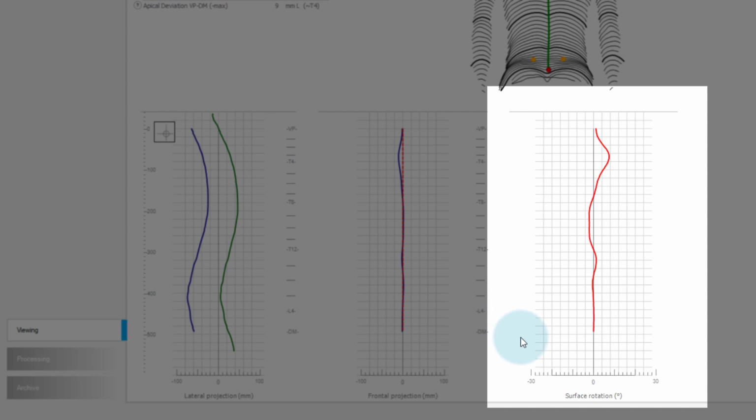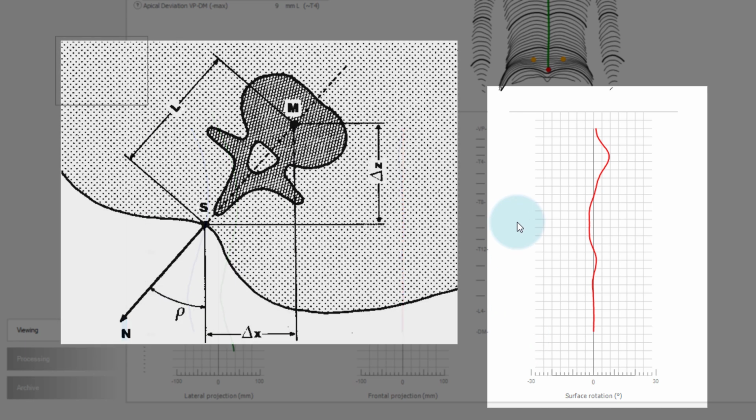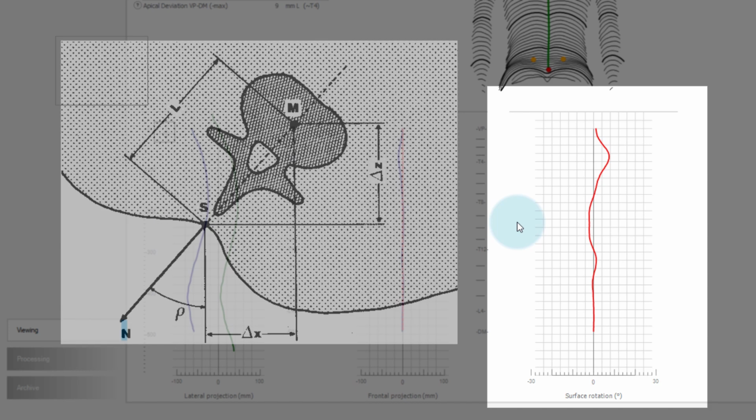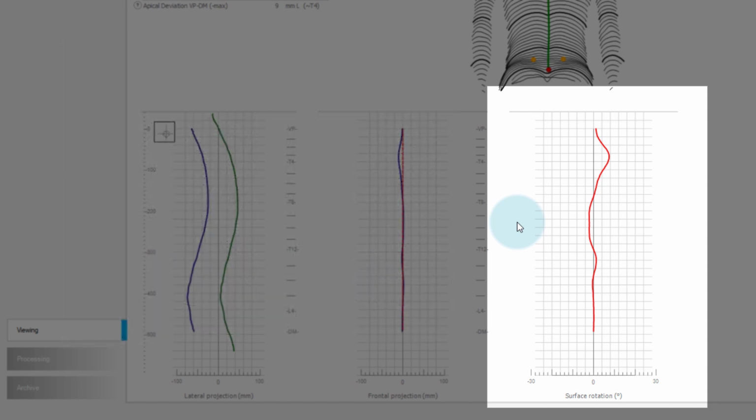Mathematically, surface rotation reflects the transverse orientation of the line of symmetry on the surface, hence the name. A bit abstract perhaps, but if you understand that one of the main assumptions of the calculation of the spine model is that the spinous processes always align with the symmetry of the trunk, which is what the symmetry line represents, then it becomes clear that the transverse alignment of the symmetry line is nothing more than the rotation of the underlying spinous processes. If the graph runs sideways from the zero line, we speak of a surface rotation.